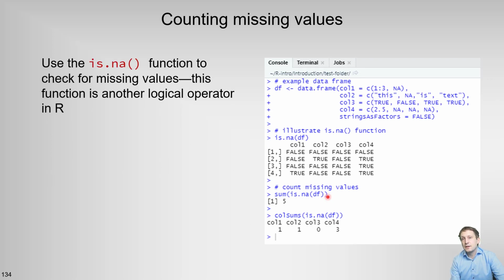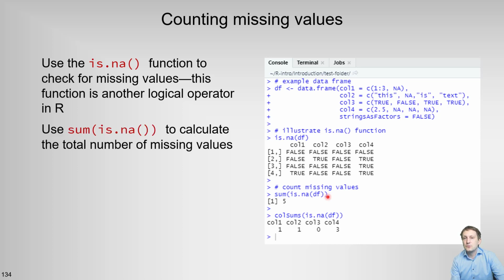Counting missing values. As I already said, is.na basically returns logicals, and you can then compute the sum of the missing values by simply summing up the result of that. Okay. So we have an example data frame here that I call df. There are 4 columns that I just named col1 through col4, and you see the first column has 3 numbers from 1 to 3, and then also a missing value. The second column also has a missing value, and actually the last column has 3 missing values, right? And the third column doesn't have any missing values.